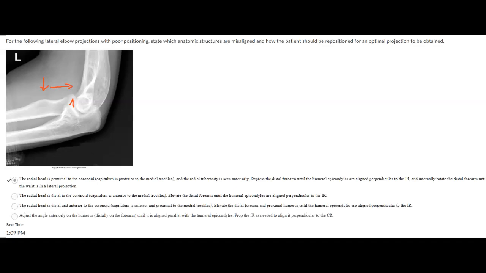anteriorly. So in order to correct this imaging error, we need to depress that distal forearm because it's actually higher than the proximal forearm until those humeral epicondyles are aligned with the IR. Also, we need to internally rotate that distal forearm until that wrist is in a true lateral projection. That's what makes this radial tuberosity be seen in profile.